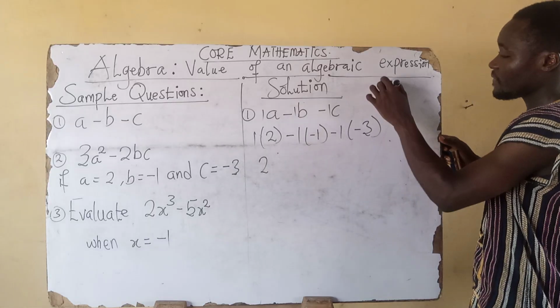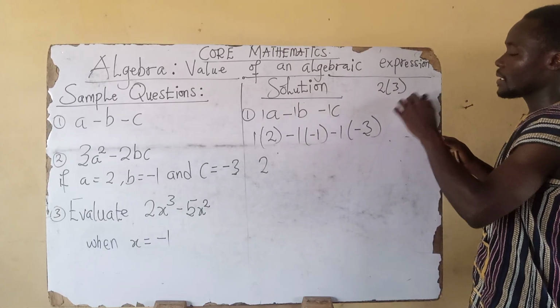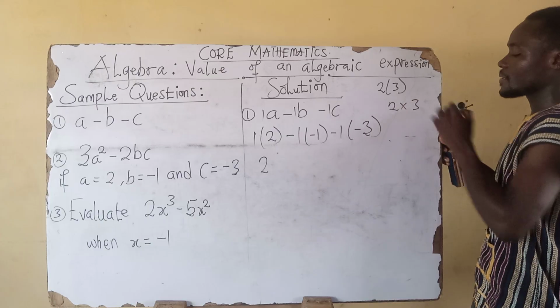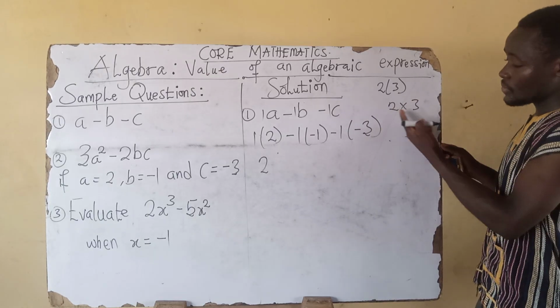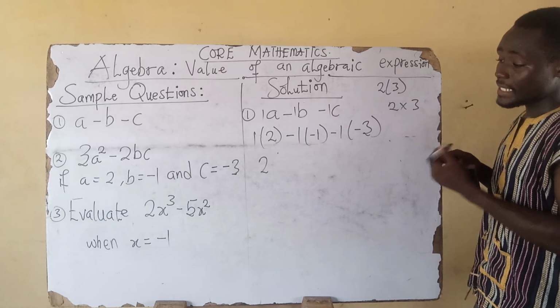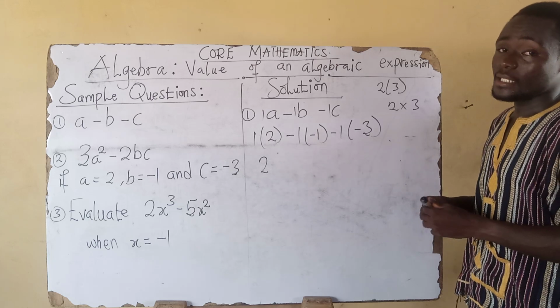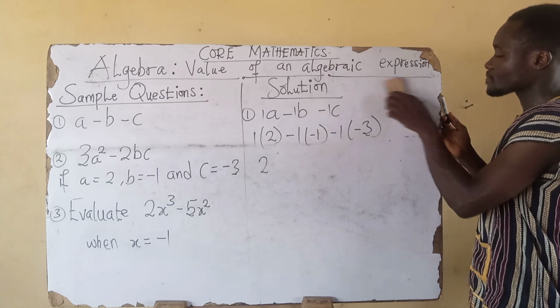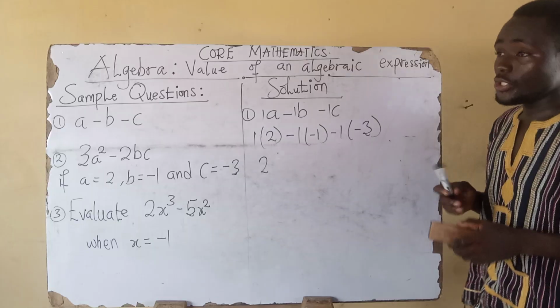Have it in mind that if I have 2 in a bracket 3, it's still the same as 2 times 3. Are you with me? So 2 times 3 is the same as this. That's why I said we are multiplying. Are you with me? Very good. So let's continue.